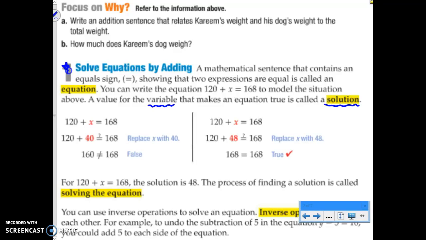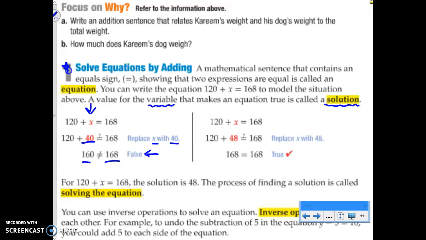A value for the variable, remember the variable is the letter, that makes an equation true is called a solution. Taking a look over here at the left, we have 120 plus x equals 168. If I plugged in the number 40 for the variable x, I would get 120 plus 40 equals 168. And clearly 120 plus 40 is 160, and 160 will never equal 168. So we know that when we replace x with 40, our statement is false.